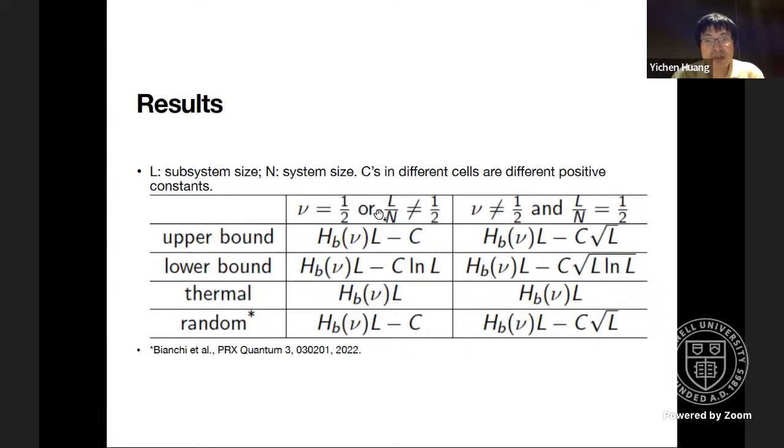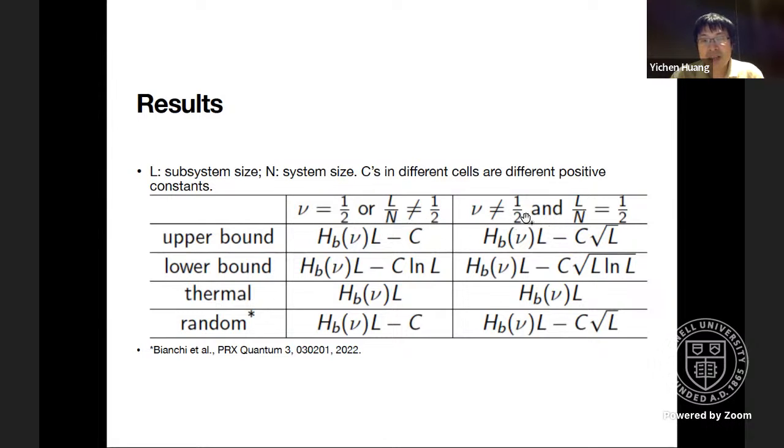For the columns, we have the second column and the last column. They have conditions. The conditions are for nu, the filling fraction, and the fraction of the subsystem size versus the system size. The result in the second column is for half filling, or the case that the subsystem size is not half of the system size, is less than half of the system size, because we require that L over N is always less than or equal to 1/2.